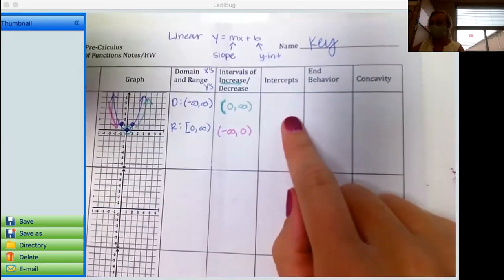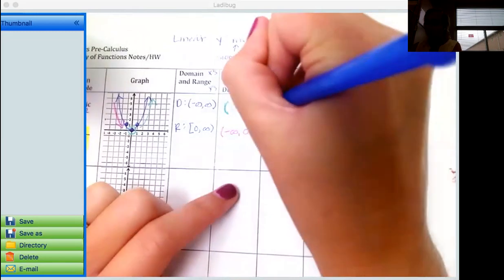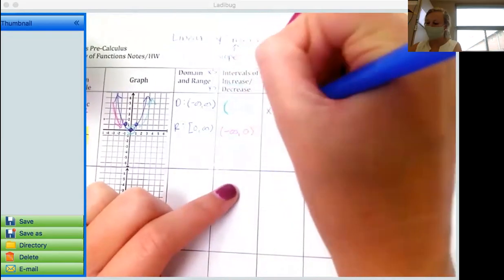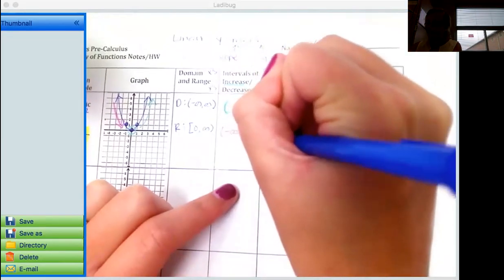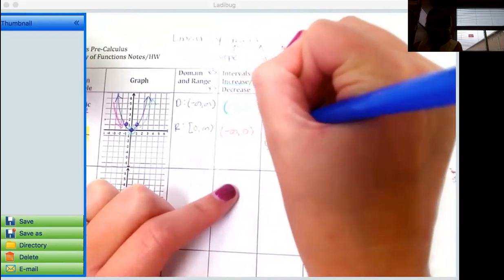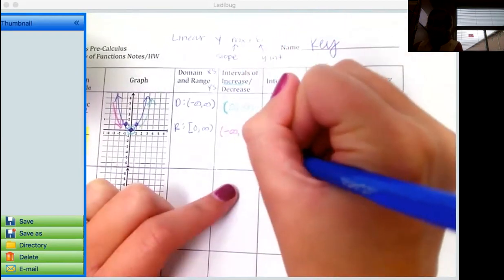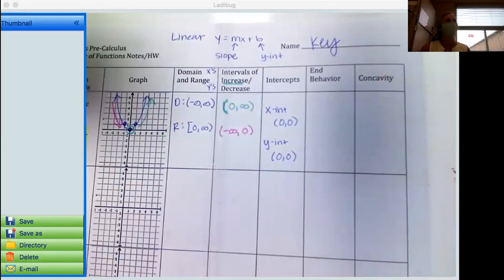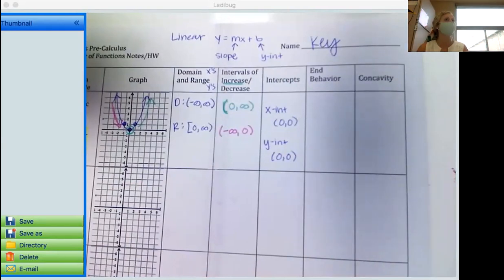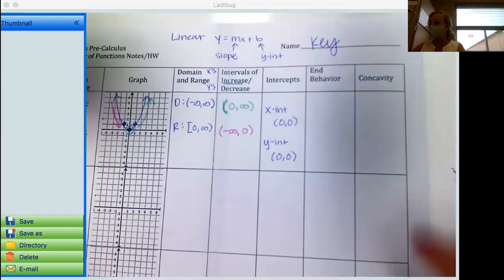What are our intercepts? What's the x-intercept? 0, 0, great. What's the y-intercept? Fabulous. You should be able to look at a graph and know the x and y-intercepts. Don't really feel like that's anything I need to teach you. If you ever have a question though, holler at me. We okay with that one? All right, let's keep rocking and rolling.